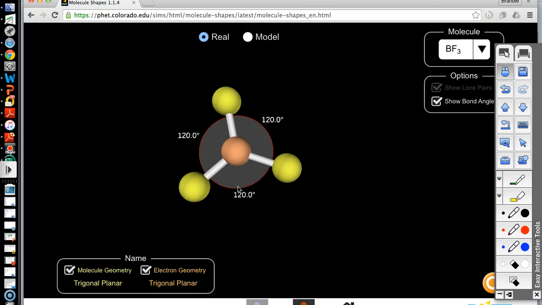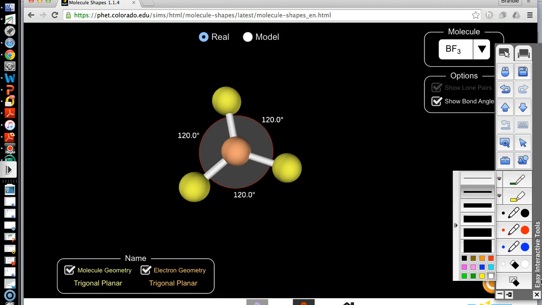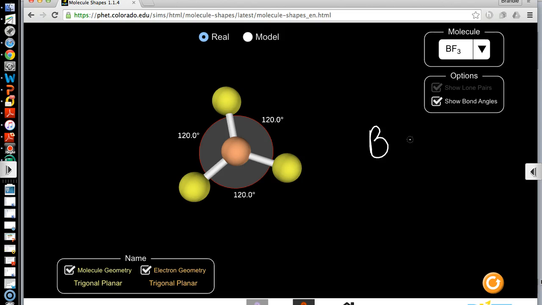And if you have 3 electron clouds or areas of electron density, 1, 2, 3, the farthest you could get away from each other would be 120 degrees. And so this right here is going to be my boron trifluoride. And boron is an exception to the octet rule.